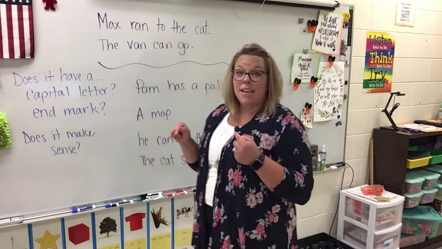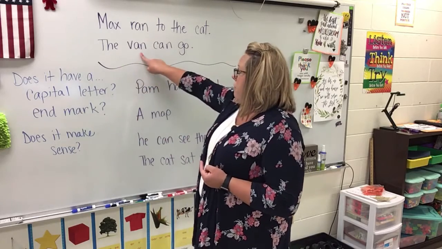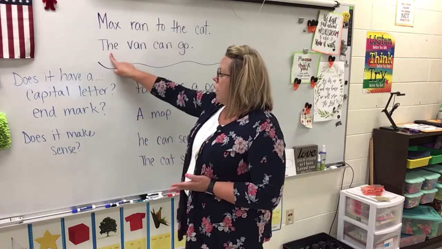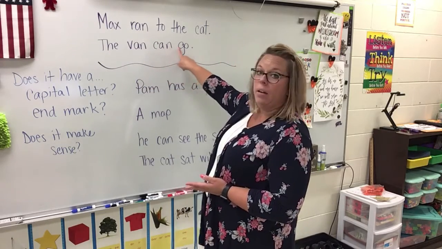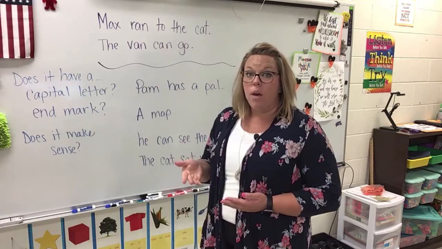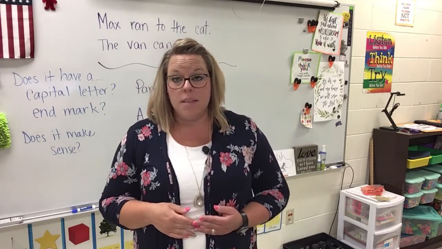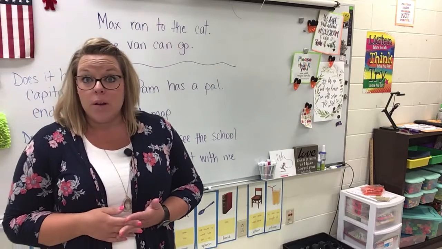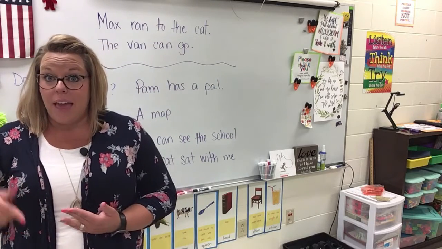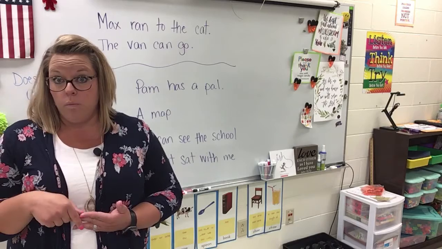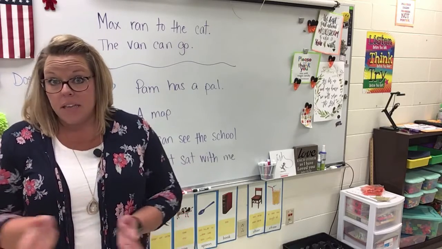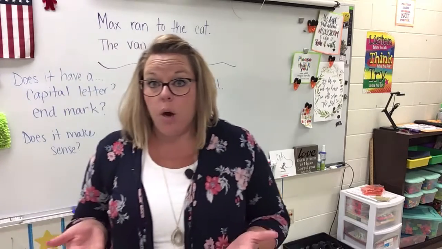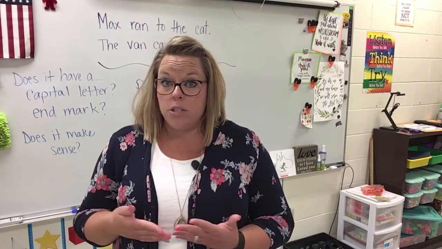Let's take a look at the second sentence. The van can go. Your turn to read. The van can go. Okay, what is this sentence talking about? The sentence is talking about the van, right? And what are we saying about the van? The van can go. Good sentence. It can go down the road. It can go. Now let's check.